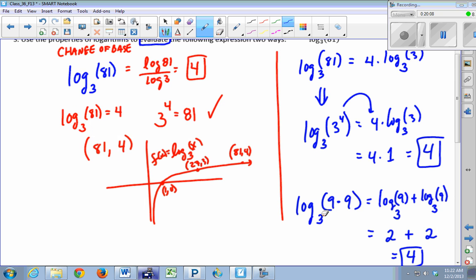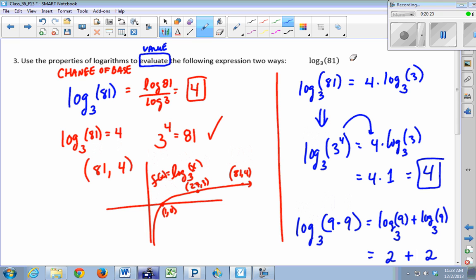Okay, so sometimes you don't like it when you have choices. You just want one way of doing things. And I would encourage you, after you do the problems today one way, see if you can do them another way. Sometimes it's nice to have that flexibility. Any questions on evaluating log base 3 of 81? Any of the ways we just looked at it?